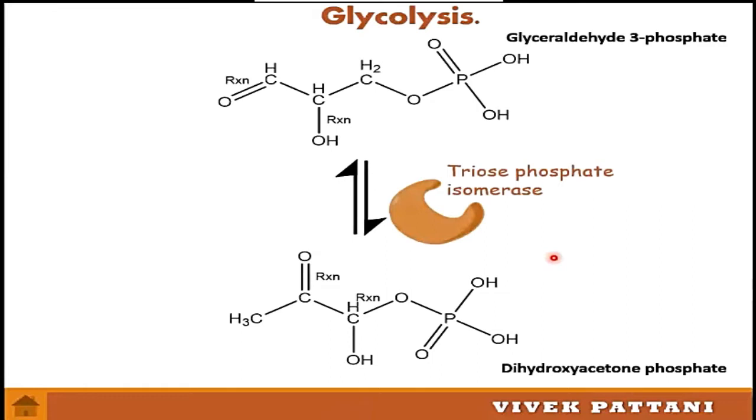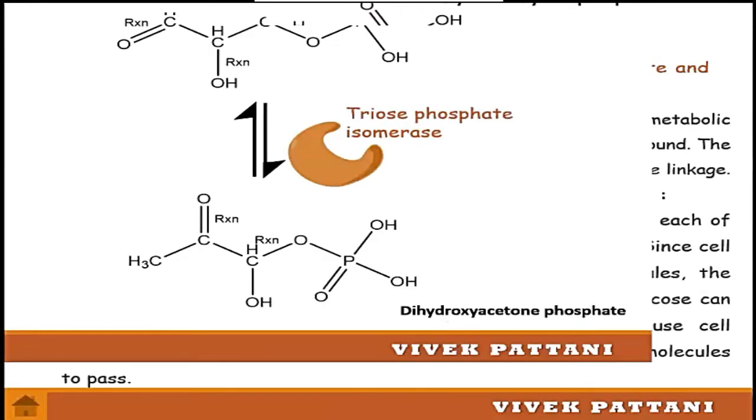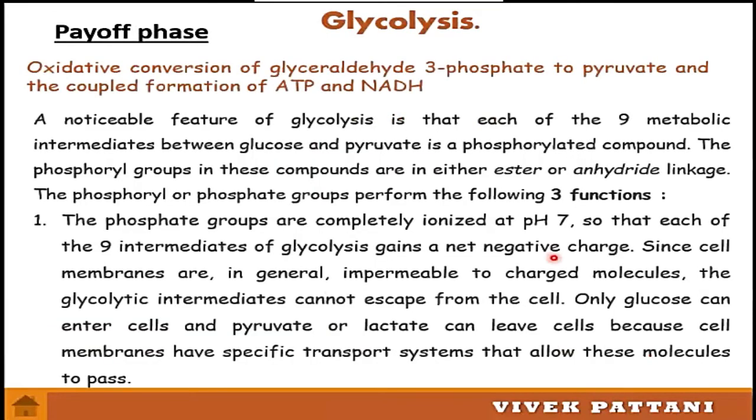Now this reaction decides the fate of glycolysis. Will it move forward toward the pyruvate molecule, or will the dihydroxyacetone phosphate be further used for other purposes? It will depend purely on the requirements of the cell. Now moving forward, the payoff phase. The first phase was where energy was used. Now the second phase involves the generation of energy.